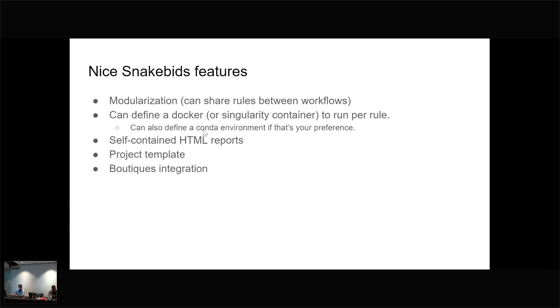We've got a project template in Snakebids, so if you install Snakebids via pip or whatever your Python package manager of choice is, you can run snakebids create, and it will generate more or less the tutorial app that we just created, and you can edit it to your heart's content. And if anyone here knows Boutiques, which provides a structured descriptor of the way an app runs, you can generate that for your Snakebids app automatically.